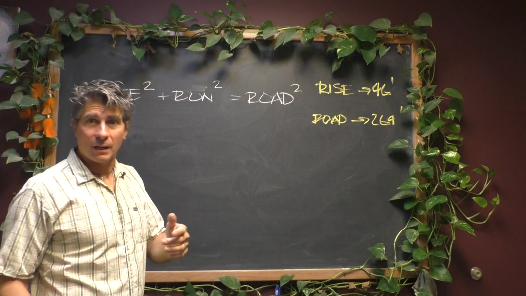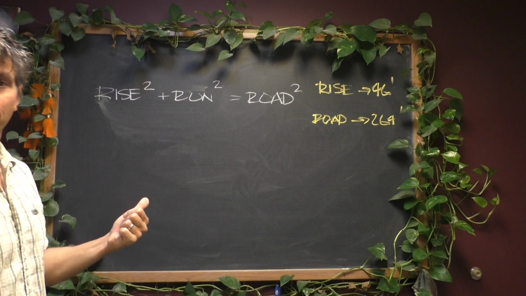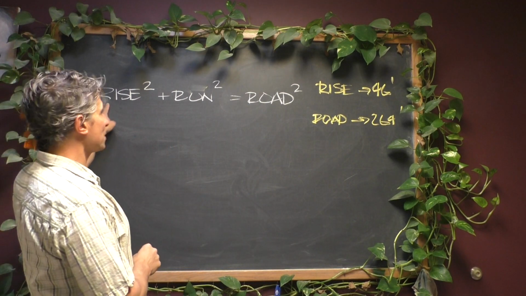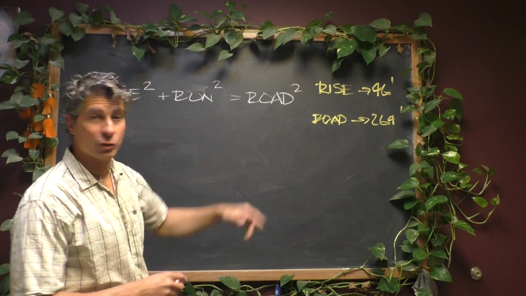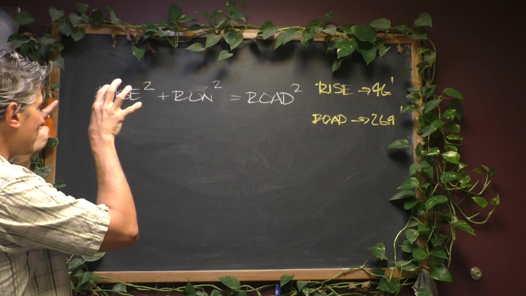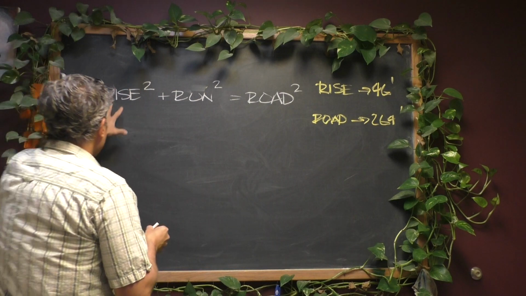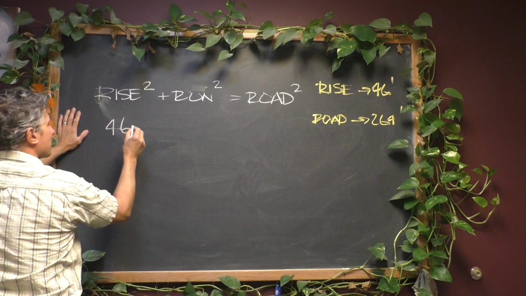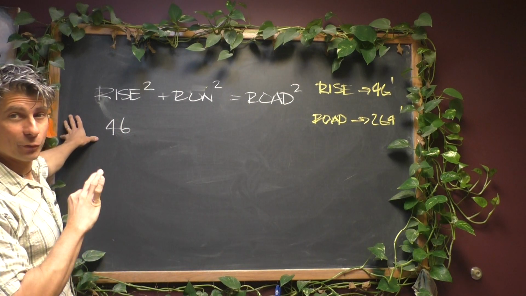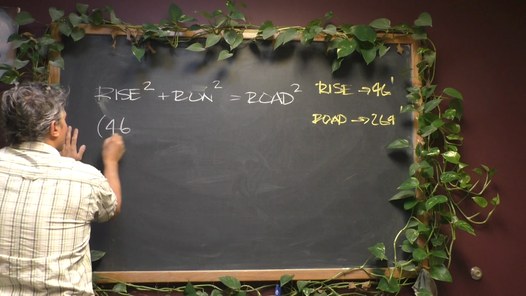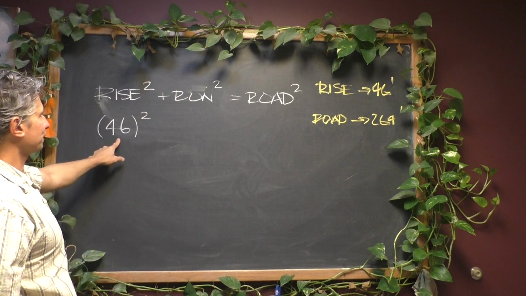squared. Now, if you take a look at that equation, we know two of these things. We know the rise, which is 46 feet, and we know the road, which is 264 feet. So what I'm going to do is take those and drop them into this equation. So the rise is 46 feet. I'm going to leave the unit off for this calculation, but I'm going to talk you through the units while we go. But I'm going to have to square that.